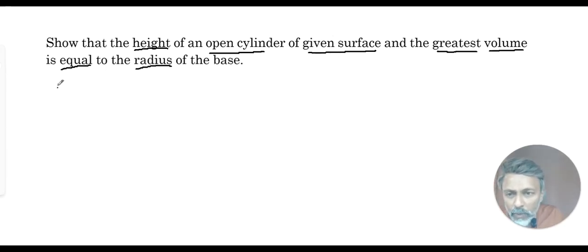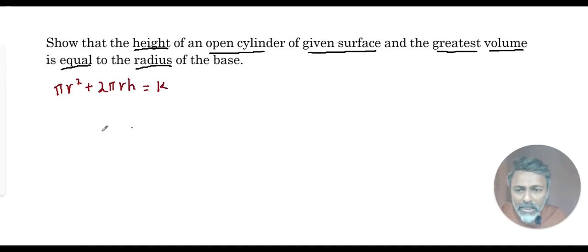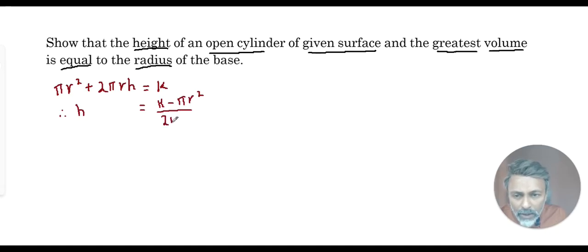We know the given surface area of an open cylinder is, first, pi r square for the base if the radius is r, plus the curved surface area of the cylinder, 2 pi r h. You must have studied this formula in 10th. It is equal to a value that is given to you, and let us call this k. You can take any constant of your choice, say we take it as k. In the previous sum 6 meters was given, here nothing is mentioned, so let's take it as k. We can get h is equal to, therefore, k minus pi r square divided by 2 pi r. First we took pi r square here and then divided by 2 pi r. Let this be called equation 1.